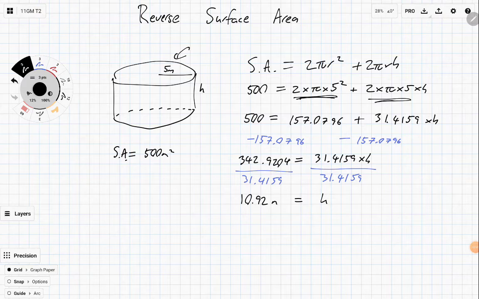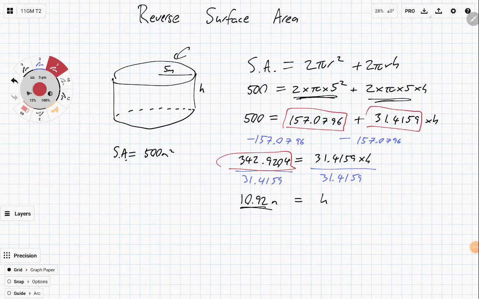Now, obviously, at this point, you could go backwards and actually use the formula and check that you get close, but because we've rounded here and here and here and here, there's a chance that it might not be exactly 500 square meters, but it should be within a little bit of error of that.